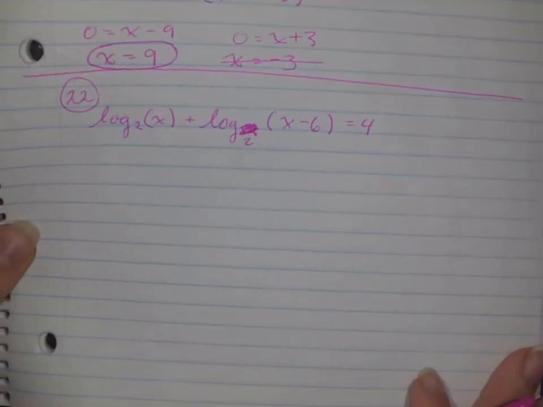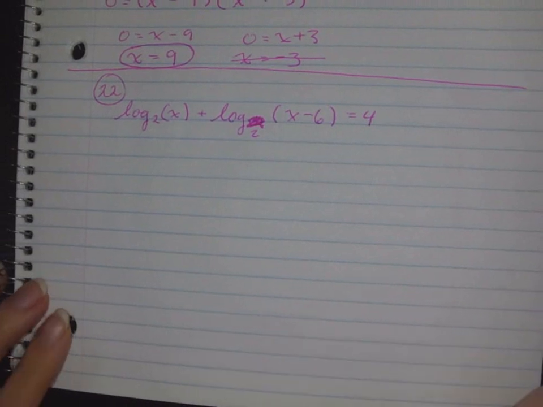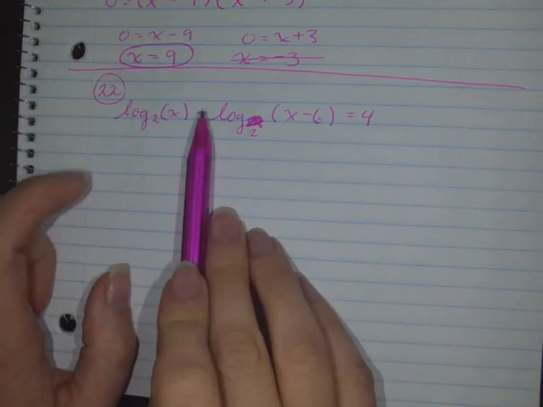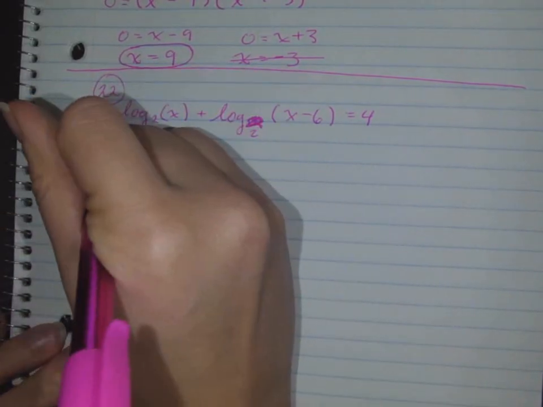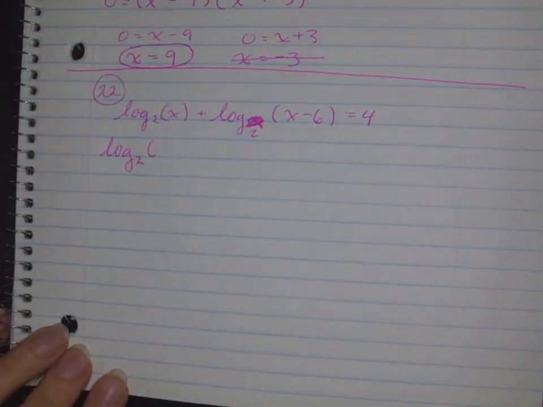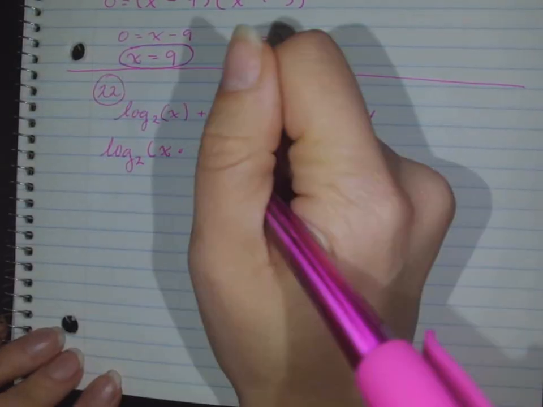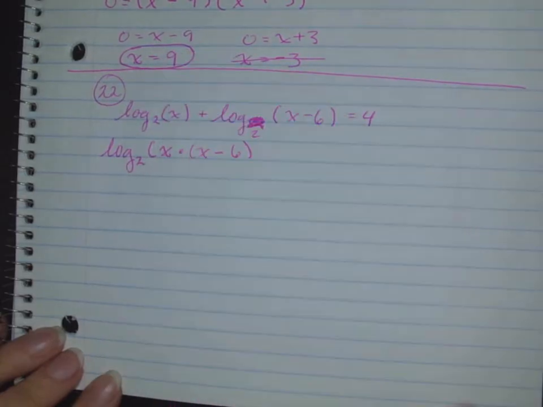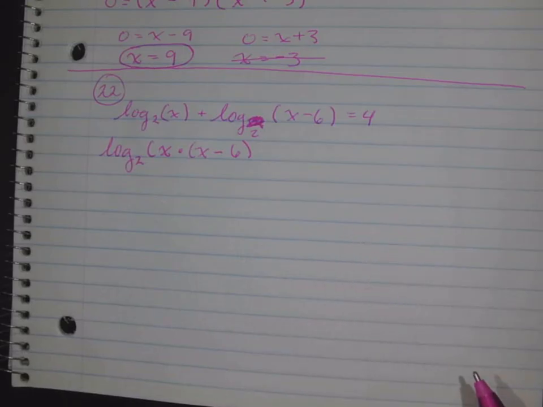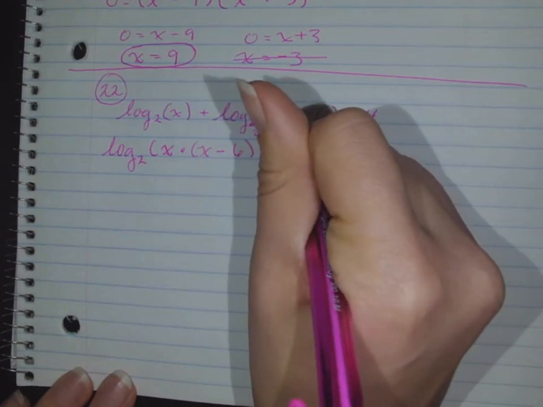If you want, you can pause the video and try it yourself first, and then press play and see how you do with 22. Okay, this one I'm guessing is going to be similar because look, we have log base 2, log base 2. It's added together, so that means when they're added, we can multiply what's in the parentheses. So this would be x multiplied by x minus 6 again. Oh, this problem's really similar. It's just a base 2 instead of a base 3. Okay. Great. And that equals 4.